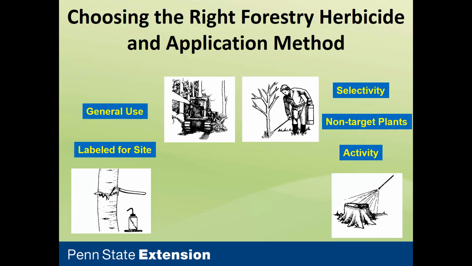But we also have to be aware of products that have what we call soil activity. Imazapyr, for example, is a product that has soil activity, and glyphosate is a product, for example, that has no soil activity. So if you put imazapyr down in your forest understory, it has a really good chance of being taken up by the roots of desirable trees and killing something that you really didn't want to.